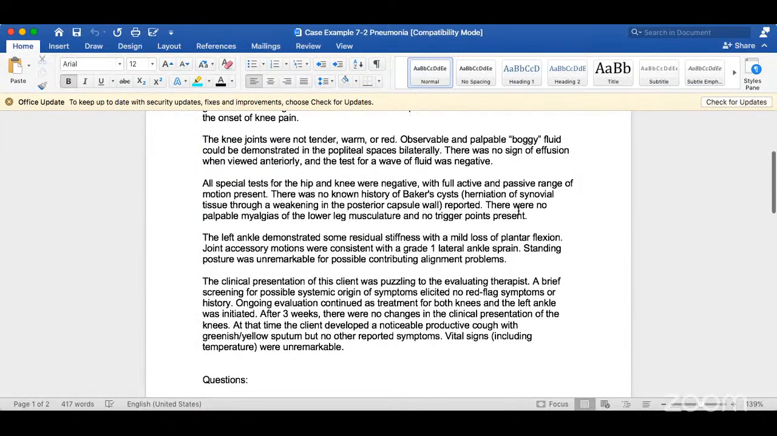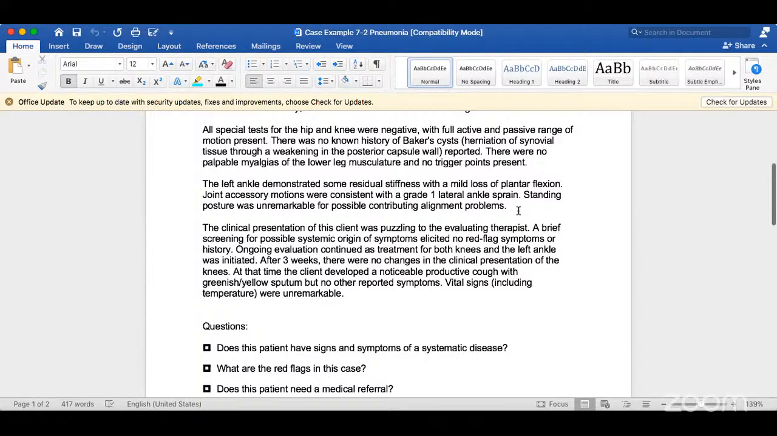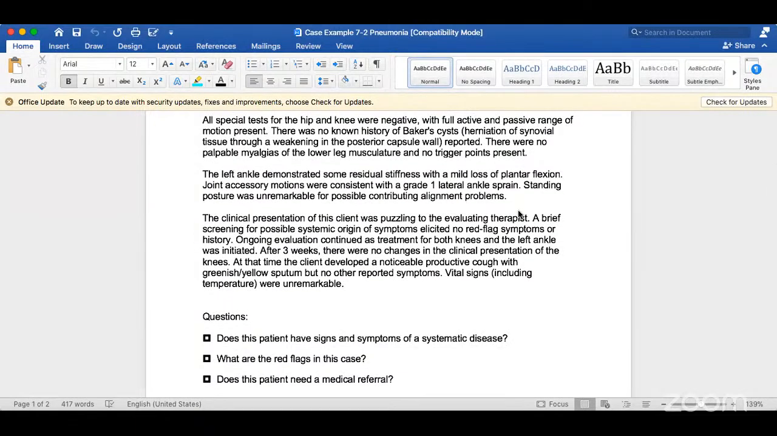The knee joints were not tender, warm, or red. Observable and palpable boggy fluid could be demonstrated in the popliteal spaces bilaterally. There was no sign of effusion when viewed anteriorly, and the test for a wave of fluid was negative. All special tests for the hip and knee were negative, with full active and passive range of motion present. There was no known history of Baker's cyst, that's herniation of the synovial tissue through a weakening in the posterior capsule wall, reported. There were no palpable myalgias of the lower leg musculature and no trigger points present.